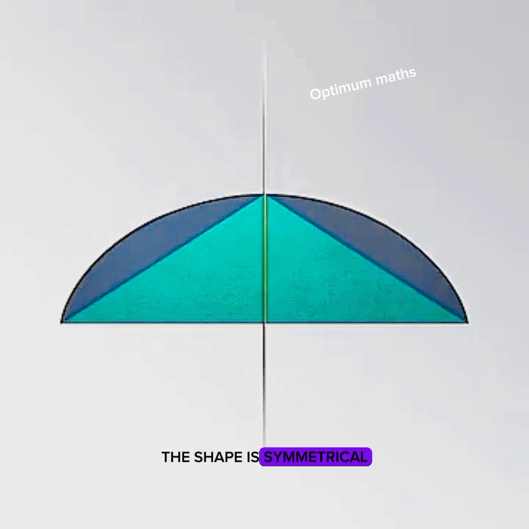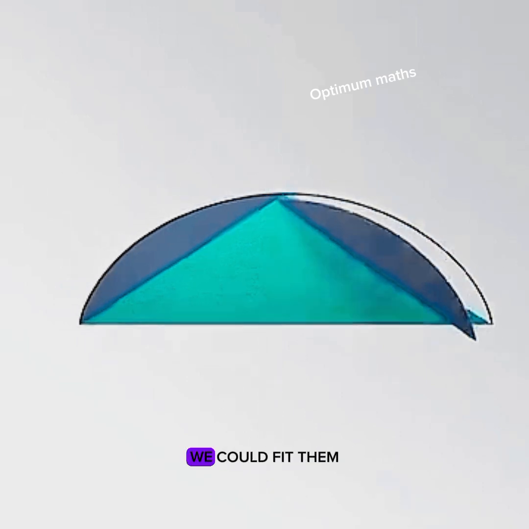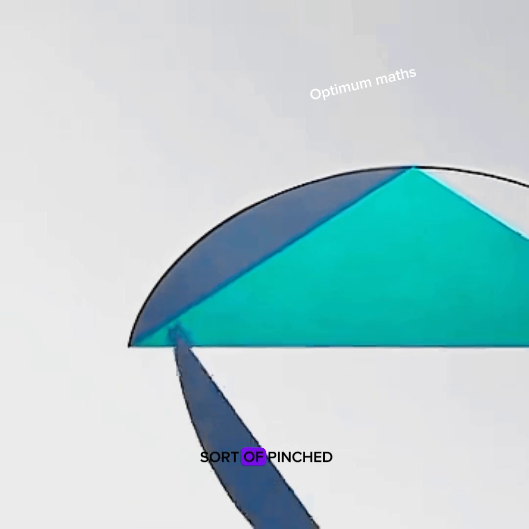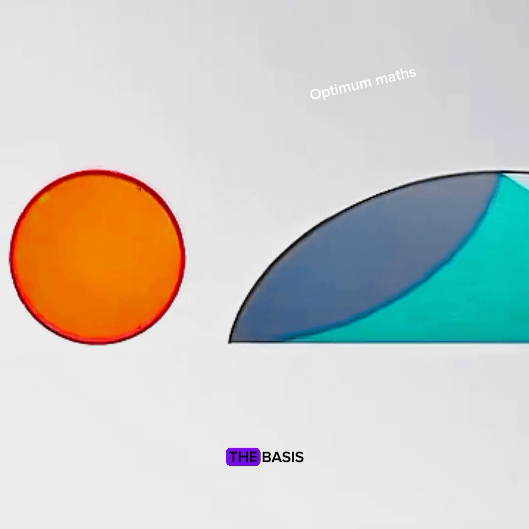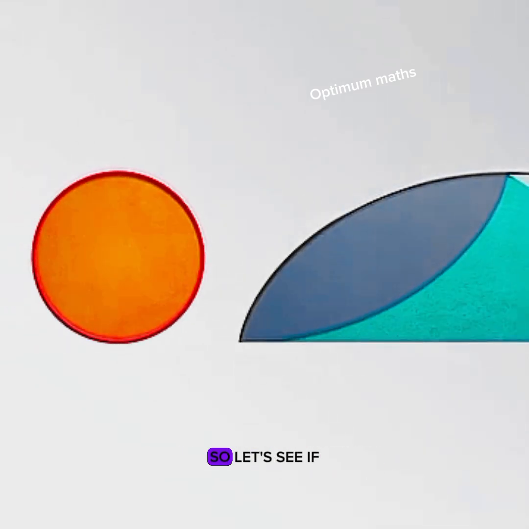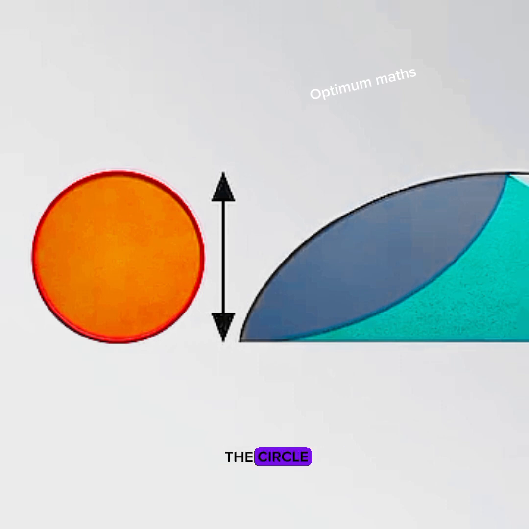The shape is symmetrical, meaning these 2 lobes are mirror copies of each other. We could fit them together to make a sort of pinched oval shape. We used the circular wheel as the basis for measuring the triangle. So let's see if we can do the same for this piece. The pinched oval shape has the same height as the circle. But what about the width?